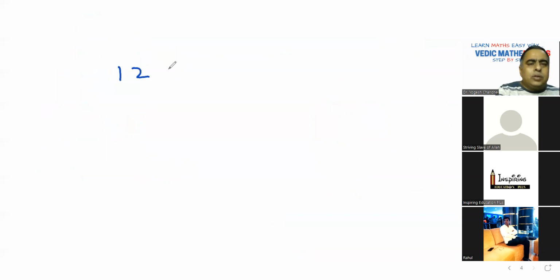One, two, three, two, one. Check it. See, now these are perfect squares. Repeat the number, sir. 1, 2, 1, 2, 3, 2, 1.